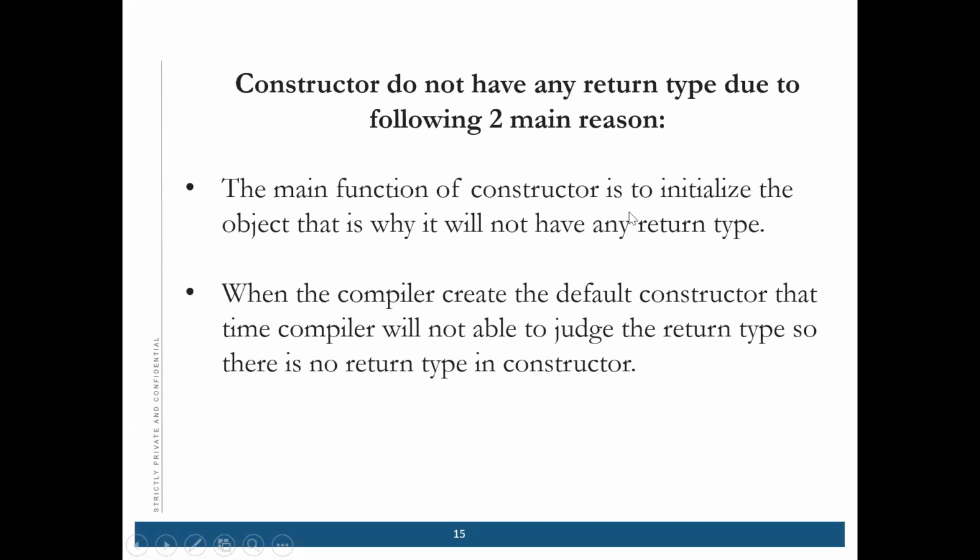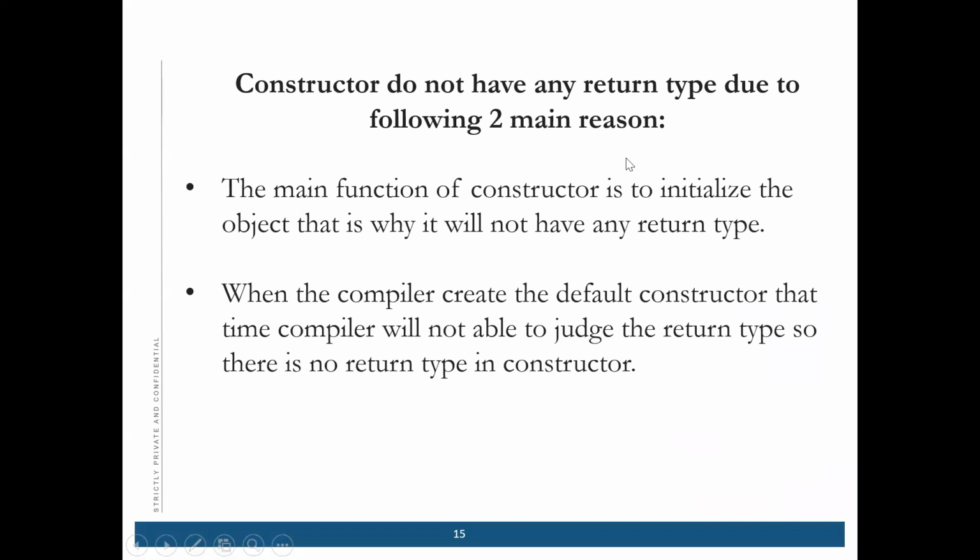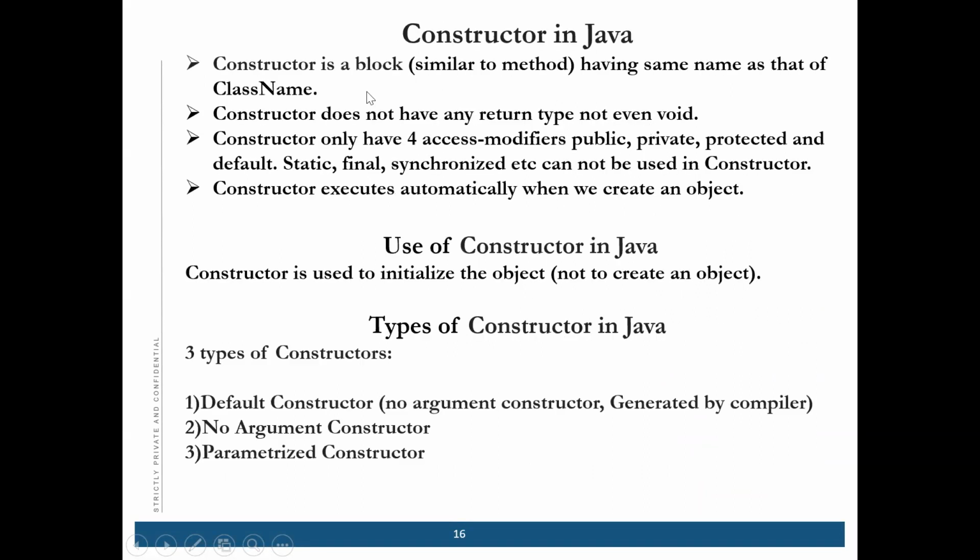So there is no return type in the constructor. When the compiler creates a default constructor, that time also it will not be able to judge the return type. If there is a default constructor and you have some return type in this, then the compiler will get confused. To avoid such confusion, there is no return type in the constructor. So just be careful. Sometimes the interviewer asks whether we have a return type in the constructor. The answer is a big no, we cannot have one.